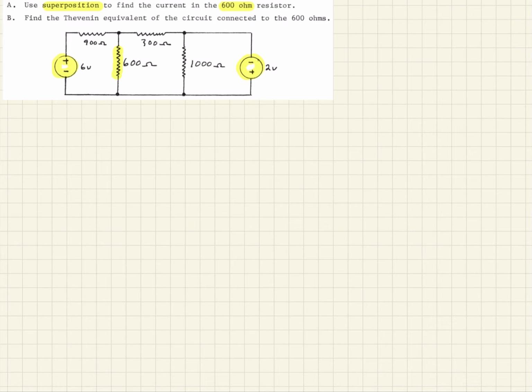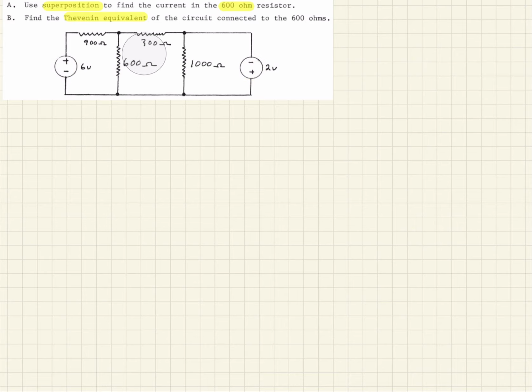And then after that, they want us to find the Thevenin equivalent of the circuit if we were to remove that 600 ohm resistor. So first we're looking for the current that's flowing through there, and then next we're looking for, if we removed it between these two terminals, what would be the equivalent Thevenin circuit attached to those terminals.